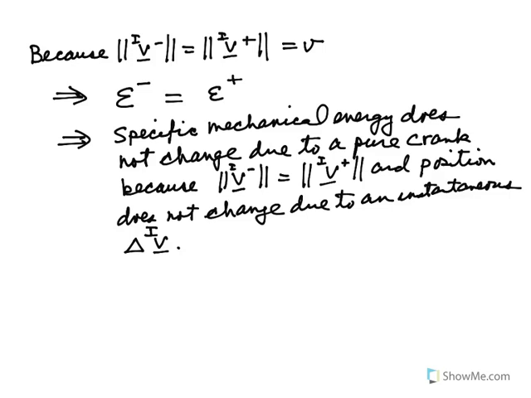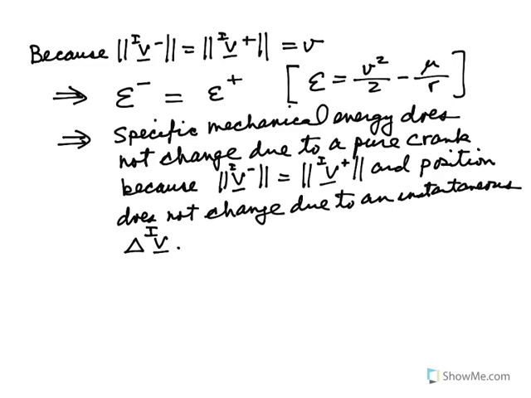If you remember, the specific mechanical energy E is equal to V squared over 2 minus mu over R, and the velocity has the same magnitude, so V minus squared is equal to V plus squared, and R can't change, so R minus is equal to R plus, which means E minus has to equal E plus. So the specific mechanical energy does not change. Now, let's look at this diagram a little bit more carefully.